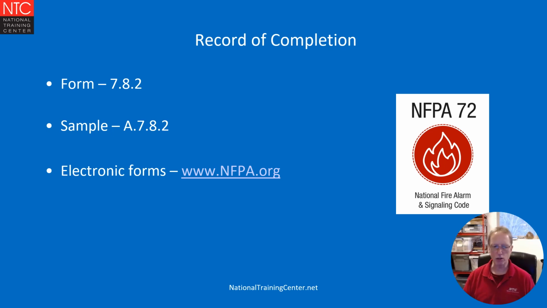The record of completion form is a very important form for fire alarm installation. Upon acceptance of the fire alarm system, we are required to give a copy of this completed form to the customer. We can find this form in the code book at the end of Chapter 7. We can find an example of the completed form in Annex A, and we can find electronic copies of the form on the NFPA website.